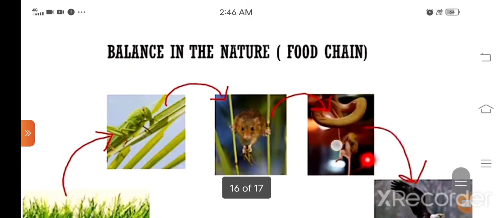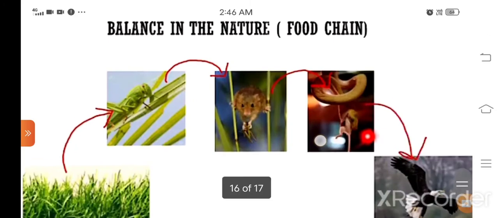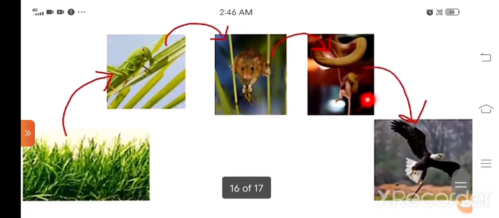And dear student, now I will tell you how to keep the balance in nature, and what a food chain is. You're watching, there is so much grass here, and the grass is eaten by the grasshopper. The grasshopper eats the grass and keeps balance in nature, and it stops the grass from growing more.